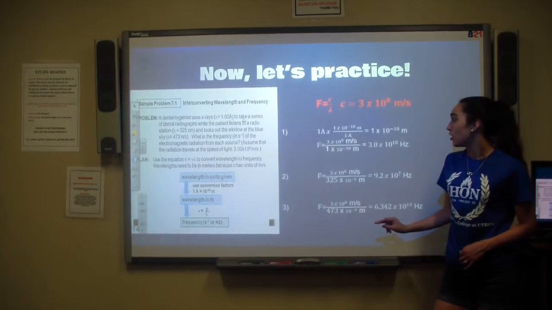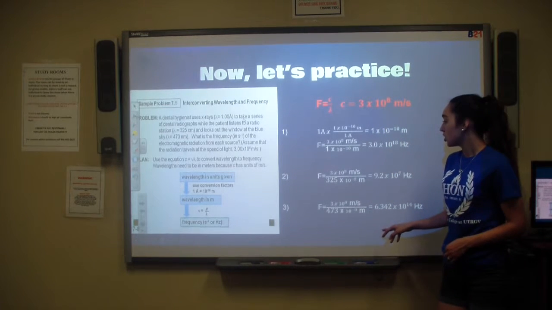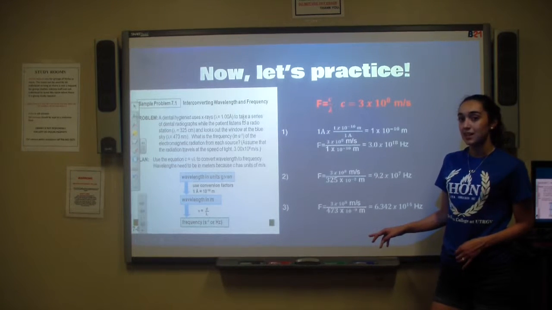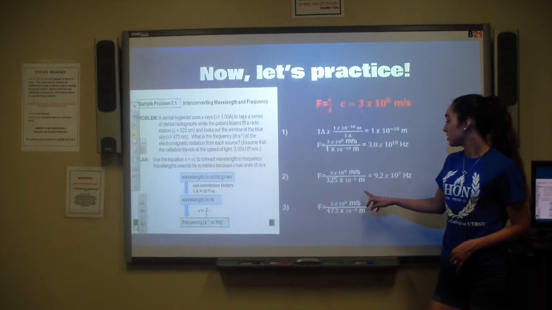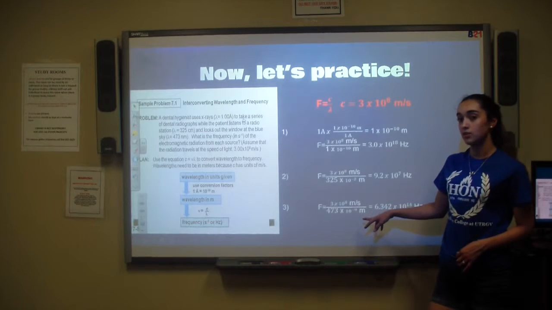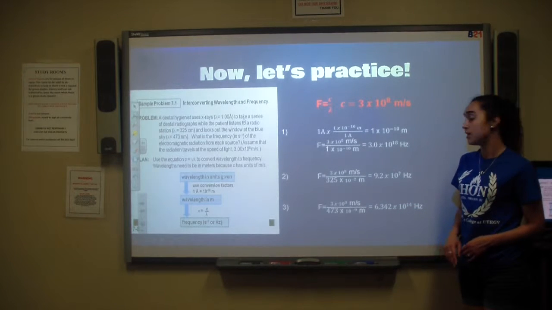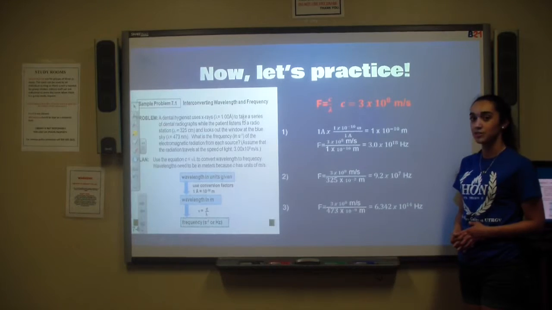And now for the third problem, we're given visible light, which is measured at 473 times 10 to the negative 9 meters. So we plug that into our equation. We have the speed of light over 473 times 10 to the negative 9 meters. And that gives us a frequency of 6.342 times 10 to the 14 hertz.